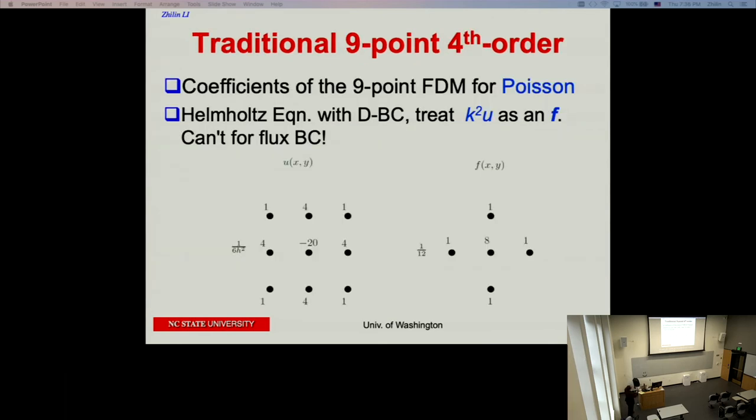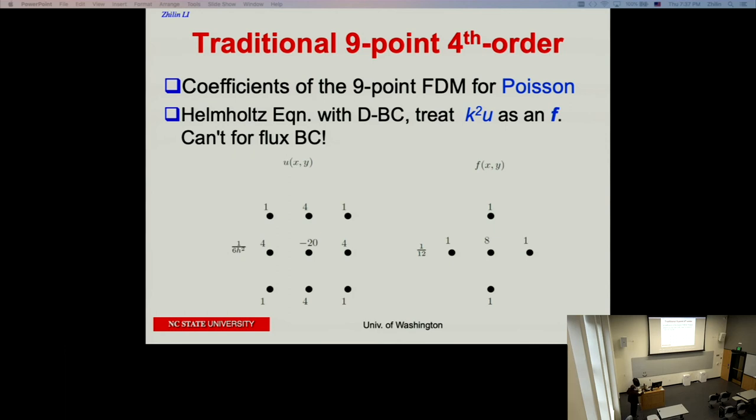And I mentioned this already, for the interior, this is the finite difference stencil for the U, and this is for F. Okay, so if you look at the matrix, the method is stable because the coefficient matrix is going to be an M matrix. So it's diagonally dominant, it's irreducible, and the diagonal is one sign, and the off-diagonal is another sign. So you can get the error analysis if it's an M matrix. But what happens if we have a Helmholtz equation?